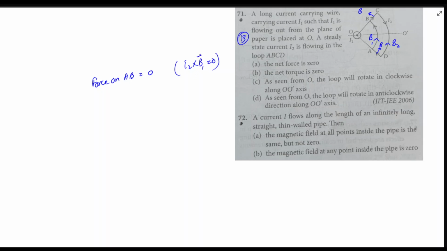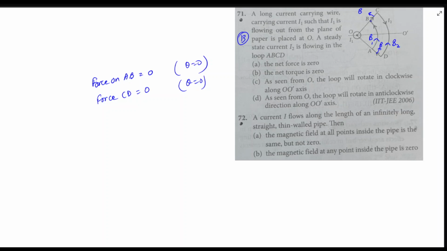Are you getting me? I2 cross B, because current is in this direction and B1 is in this direction. So the sine theta will be zero, right? So I'll just write theta is zero. And this is same for force on CD. It is also zero because again theta is zero.